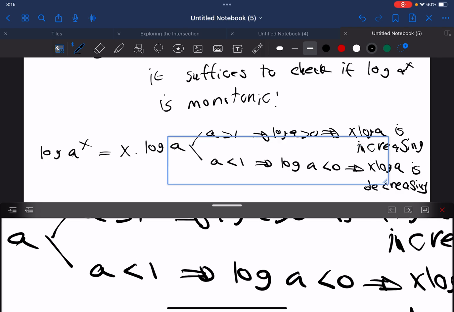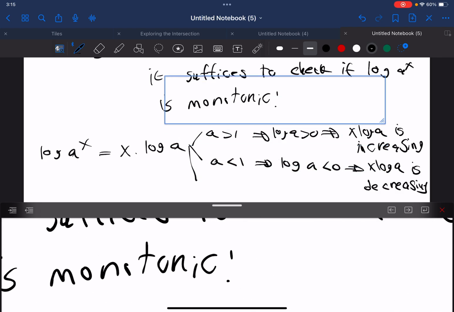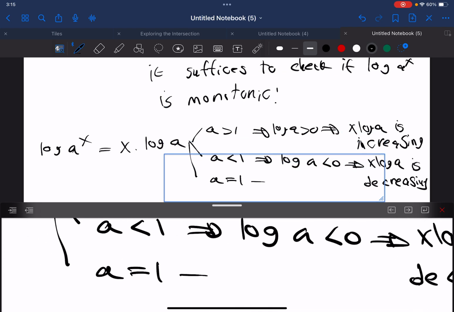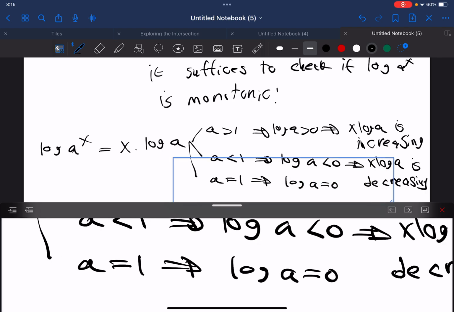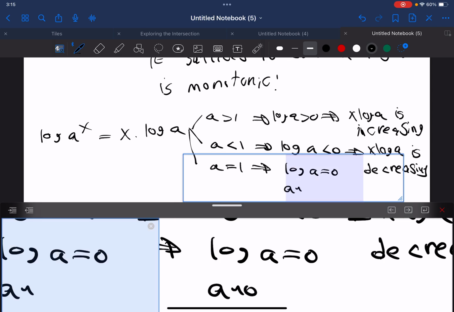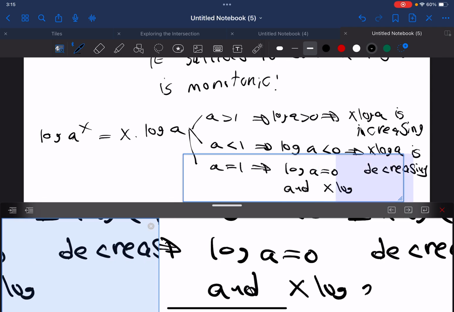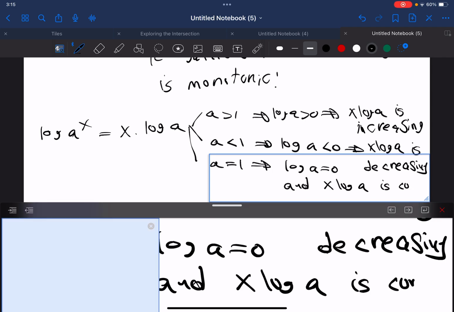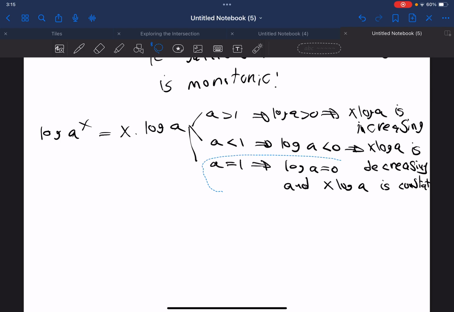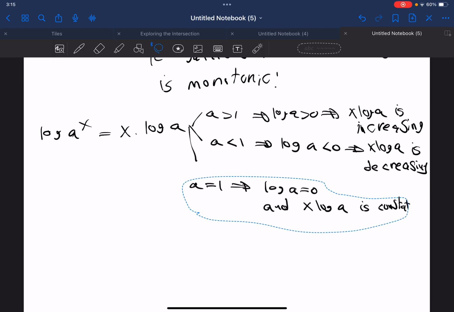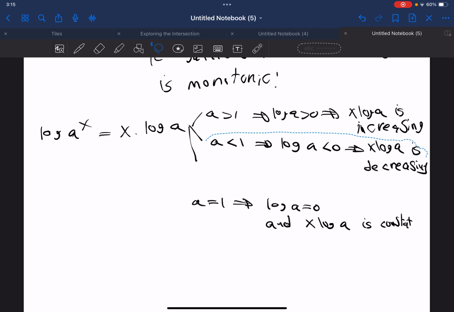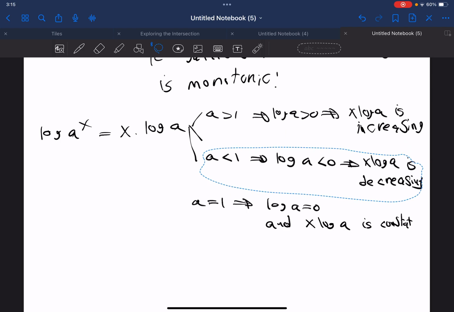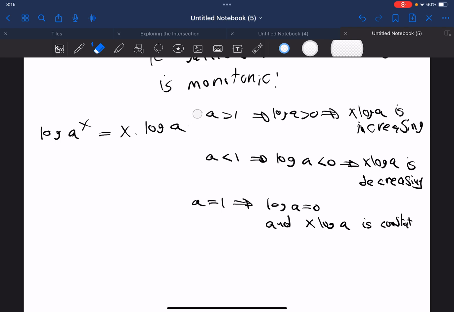And of course, there is another case where a is equal to 1, and in that case, log of a is 0, and the function is constant. And x log a is constant. Okay, so let me put all of this here, and also this one here. So I have 3 cases.